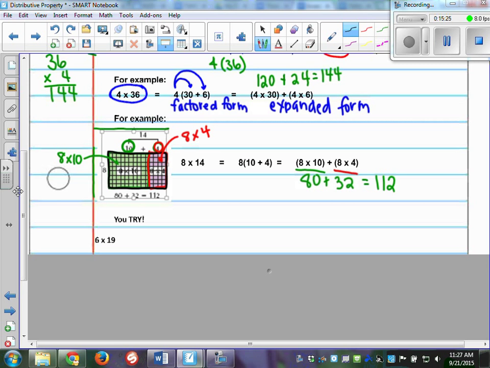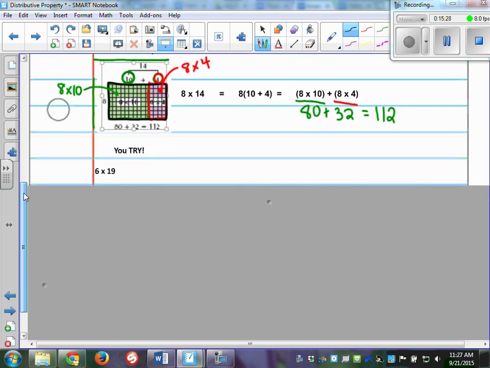I'm going to move this a little bit. There we go. So I'm just going to represent 6 times 19 as an array. 6 times 19. And I'm just going to do an open array here, so I'm not going to draw all of my squares. Okay. I'm going to choose to split this up into tens and ones. 10 and 9.